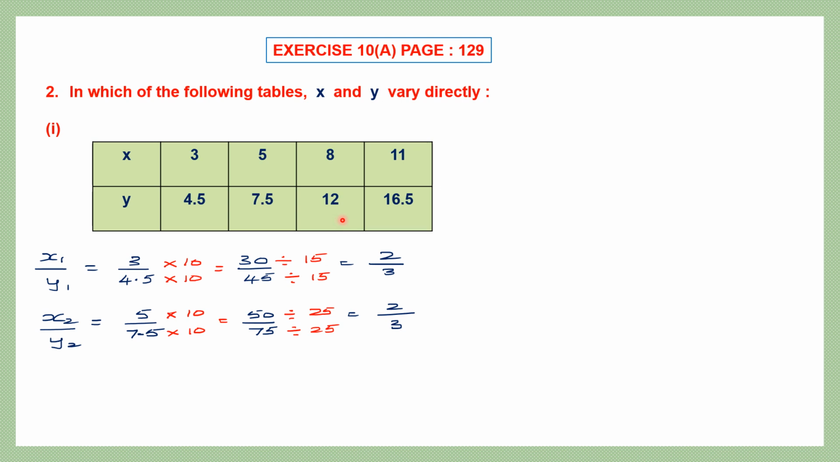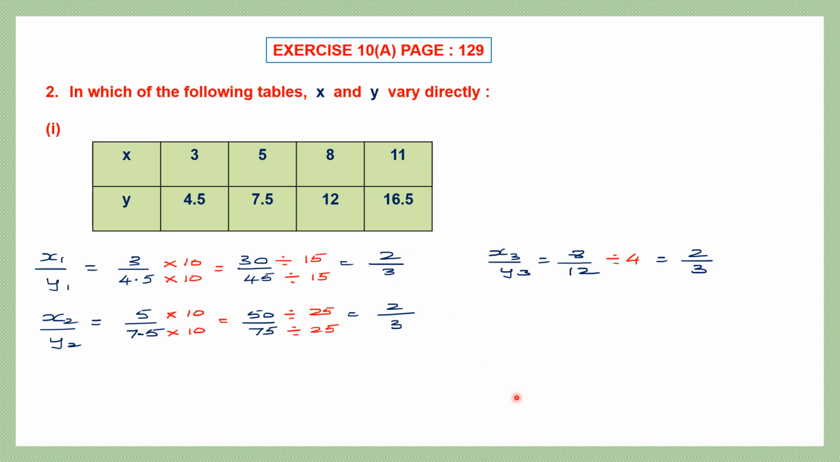Let's take the next one, 8 by 12, which is x3 y3. We can take it here, x3 by y3 is 8 by 12. Reduce this to the lowest term, both can be divided by 4. So we get 4 twos are 8 and 4 threes are 12. So here also we've got 2 by 3.